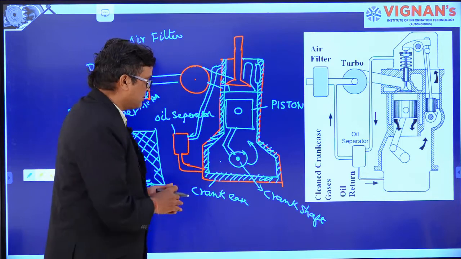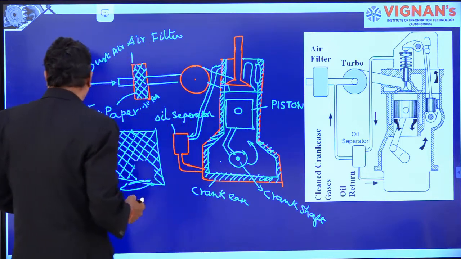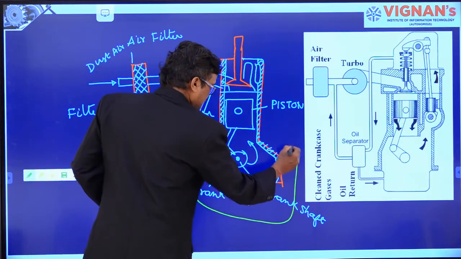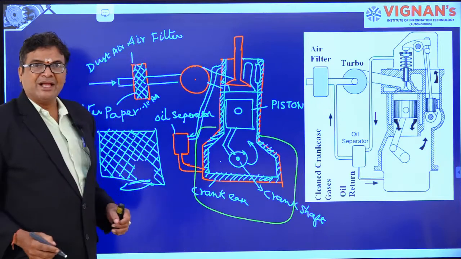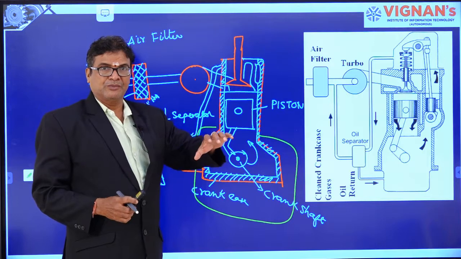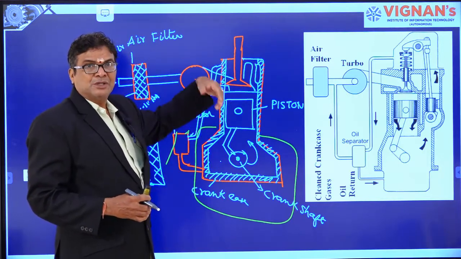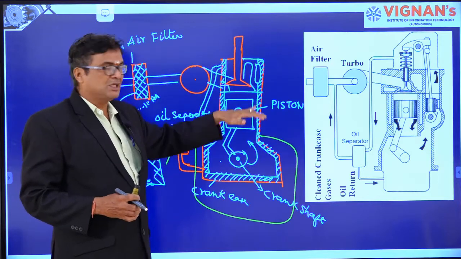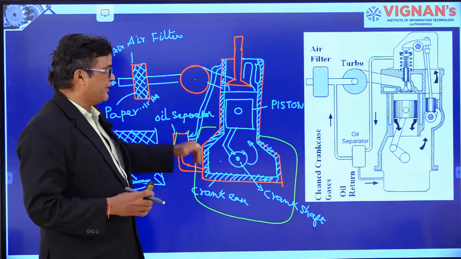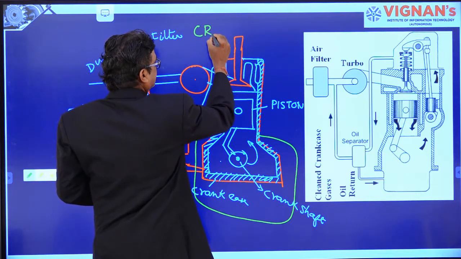Inside, due to the very high heat, the entire crankcase will get heated up. So that heat is to be removed from time to time. Otherwise the entire engine gets heated up. That is a major loss to the engine. That's why from time to time this heat is to be delivered to the atmosphere. That is called crankcase ventilation.